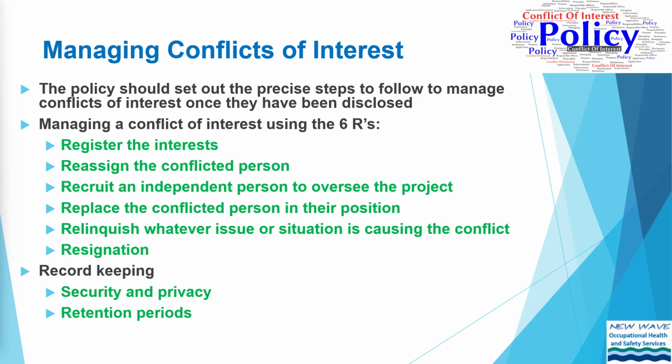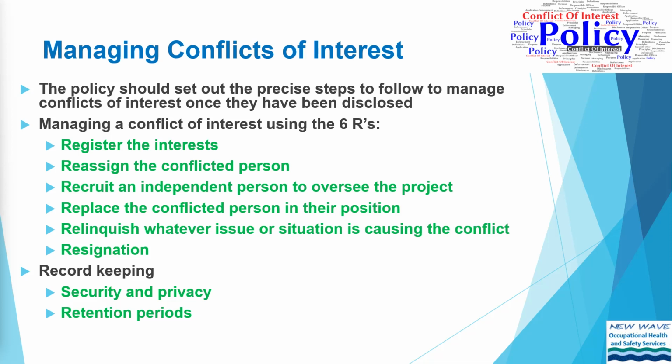And now we get to the meat of the policy. What to do with a conflict of interest when it arises. We have discussed using the 6 R's. Register the interests, reassign the conflicted person, recruit an independent person, replace the conflicted person. Relinquish whatever issue or situation is causing the conflict, and resignation.